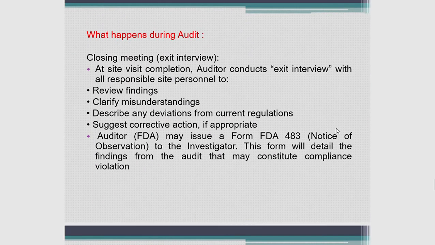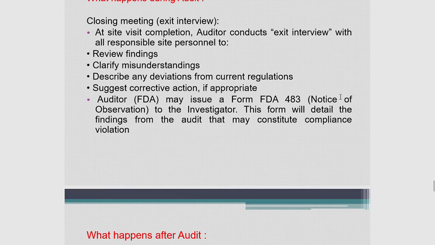What happens during a GCP audit? It could be a closing meeting, an exit interview. At site visit completion, the auditor conducts an exit interview with all responsible site personnel to review findings, clarify misunderstandings, describe any deviations from current regulations, and suggest corrective actions if appropriate. The FDA auditor may issue a Form FDA 483.